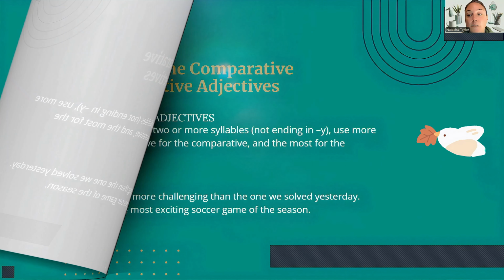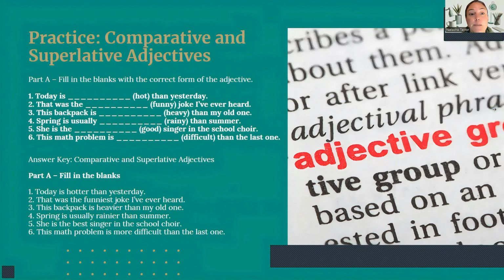So for practice of comparative and superlative adjectives, part A here, you want to fill in the blanks with the correct form of the adjective. For example, for number 1, today is blank, and if you were to put hot, then yesterday, what form? Well, number 1, the answer here is today is hotter than yesterday. For number 2, what was the blank? Funny was the form of funny. Joke I've ever heard. The answer is that was the funniest joke I've ever heard.